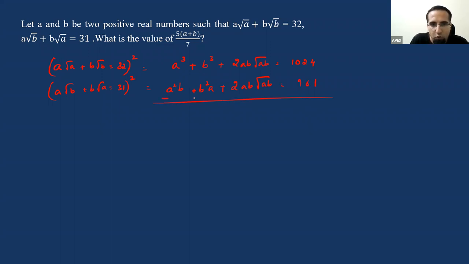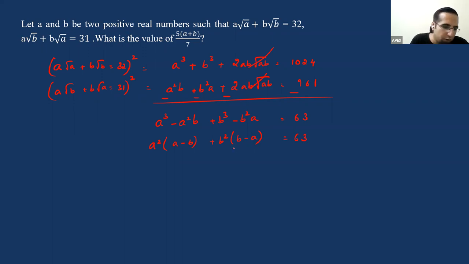So, if I eliminate the root part, this gets cancelled. So what do I have? I have A cube minus A square B plus B cube minus B square A is equal to 63. Clear, guys? So from here, I can take A square common. This will be A minus B plus B square common. This will be B minus A is equal to 63.